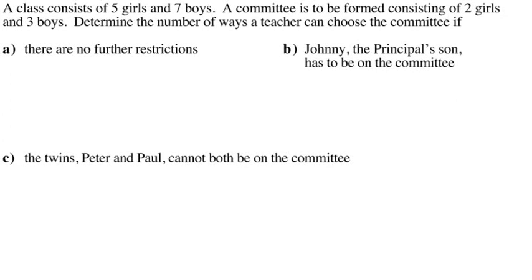Okay, so we're doing more combinations, breathtakingly hard ones this time. A class consists of 5 girls and 7 boys, so we have our great big group, which contains 5 girls and 7 boys. And from that, we're supposed to pick a committee that consists of 2 girls and 3 boys. If there are no restrictions other than that, how many ways can we do this committee?